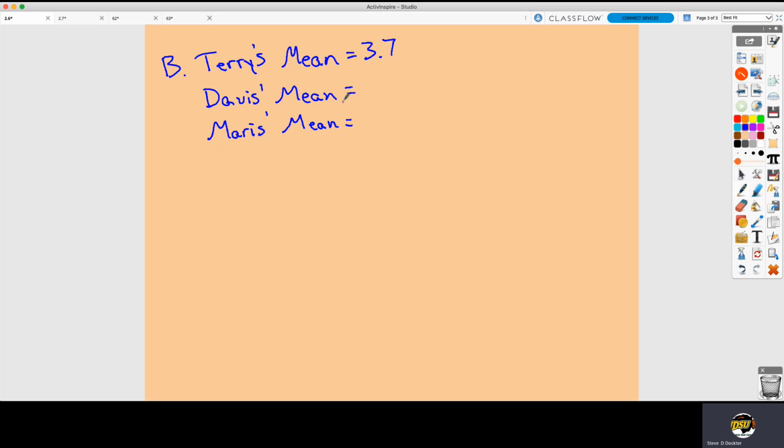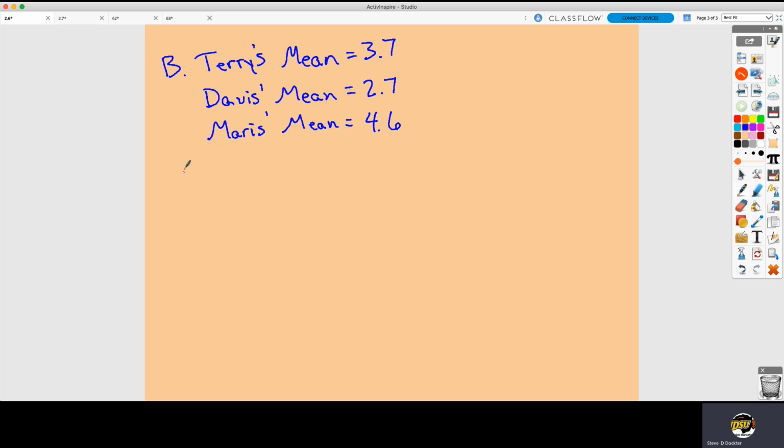What else do we have? What's that? 2.7 for Davis. Yep, I'd agree. What do we have for Maris's average? What is it? 4.6. That's what I got also. Okay, so you just add those numbers together, divide by however many we have there.